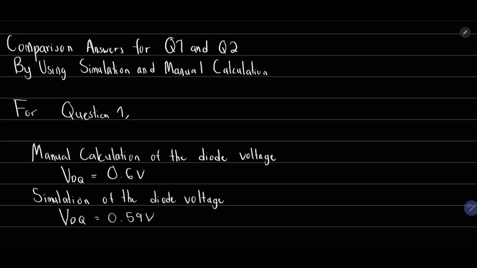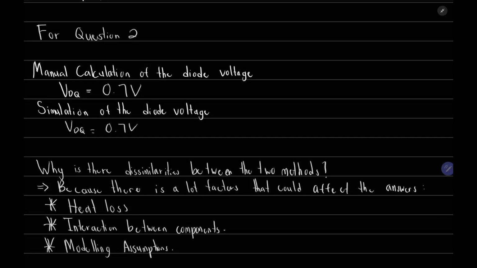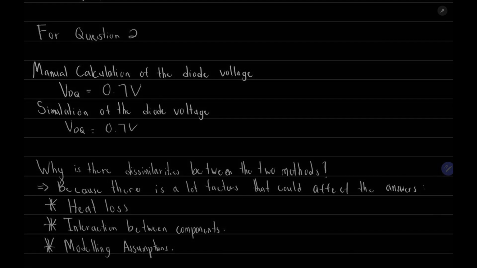Today I would like to discuss our answers for question 1 and question 2. For question 1, we have 0.6 volt for the manual calculation of the diode voltage, while for the simulation of the diode voltage we have 0.59, so it's not really much of a difference. For question 2, manual calculation of the diode voltage we have 0.7 volts, while for the simulation of the diode voltage we have 0.7 volt as well, so it's the same.